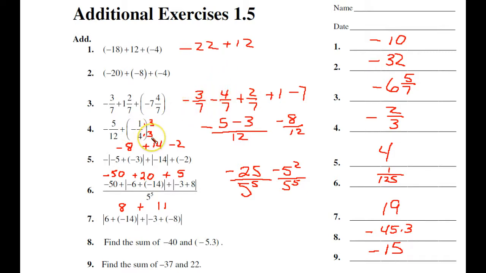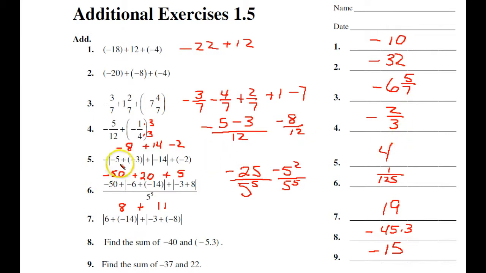Now here we had to convert our denominator of 4 to a 12, so I multiplied it by a 3, then I multiplied the numerator by a 3, because this is a 1. So I have a negative 5 now and a negative 3 over 12, which gave me a negative 8 over 12, which reduces to a negative 2/3.